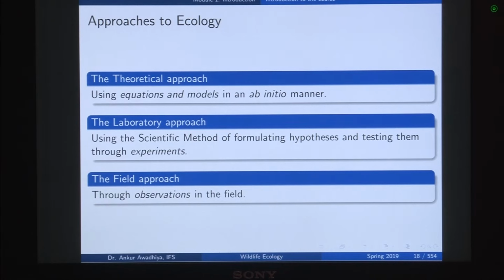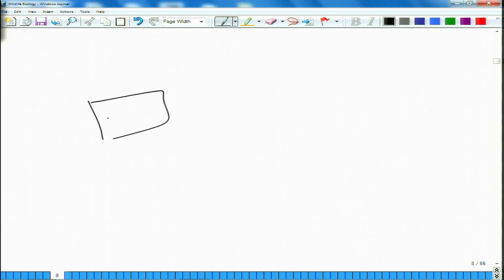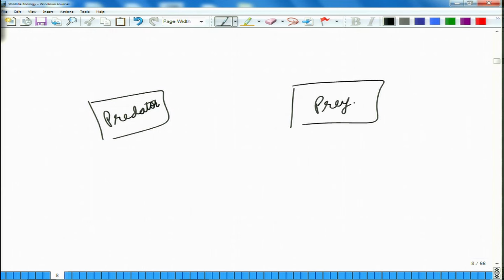The first is called the theoretical approach. Now, in the theoretical approach, we use equations and models in an ab initio manner to understand what is going on in the system. So, for instance, to give an example, you have say a predator and you have a prey population.